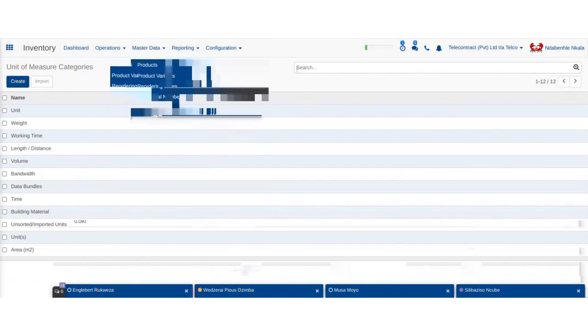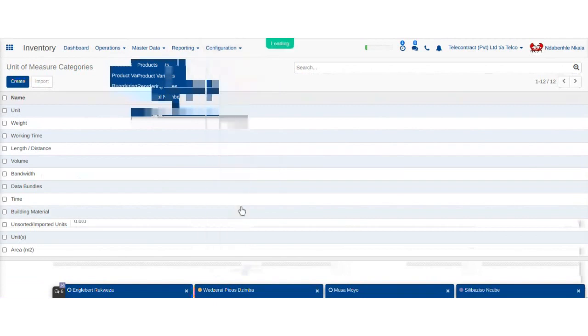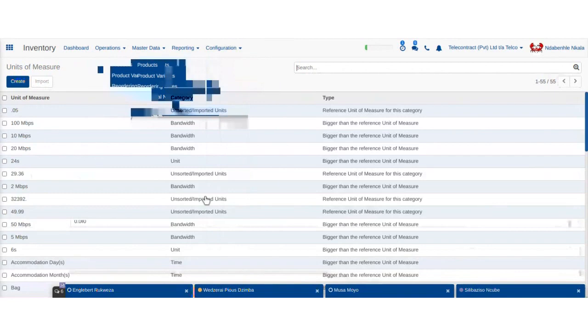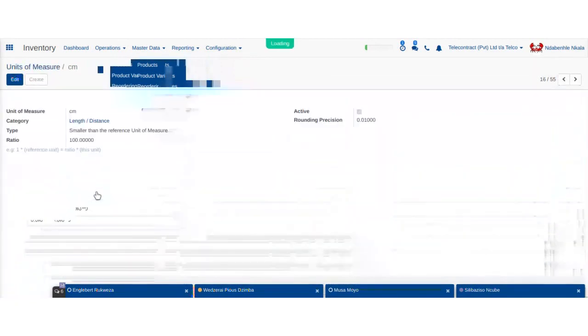Another category would be something like time. Time is a unit of measure category, and in that category we have seconds, minutes, hours, days, and so forth. So those are the two distinctions around units of measure. We've got a category, and then into the category we fit an actual unit of measure. For example, we've got length as a category.